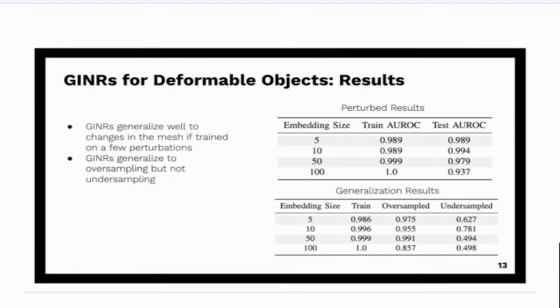We also tested the ability of our model to generalize to oversampled and undersampled meshes. We trained our model on a single canonical example and observed that it was relatively robust to uniform oversampling, but significantly underperformed on undersampled meshes. We hypothesized that the undersampling has a greater influence on the spectral embeddings, leading to this erroneous behavior.